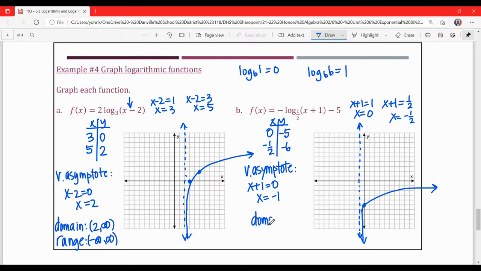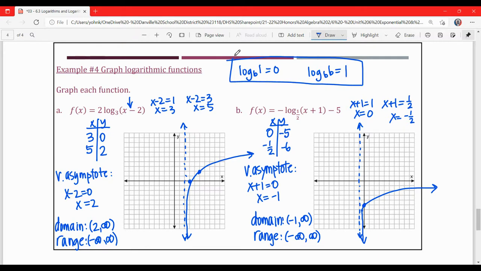I can look at domain and range. My domain is restricted from negative 1 and above, so my domain is negative 1 to infinity. My range is going to be everything, so negative infinity to positive infinity. All right, so again, to find those ordered pairs in the table, the x values come from setting the parentheses equal to 1 and setting the parentheses equal to the base. And that's because we can use these properties up here to graph.